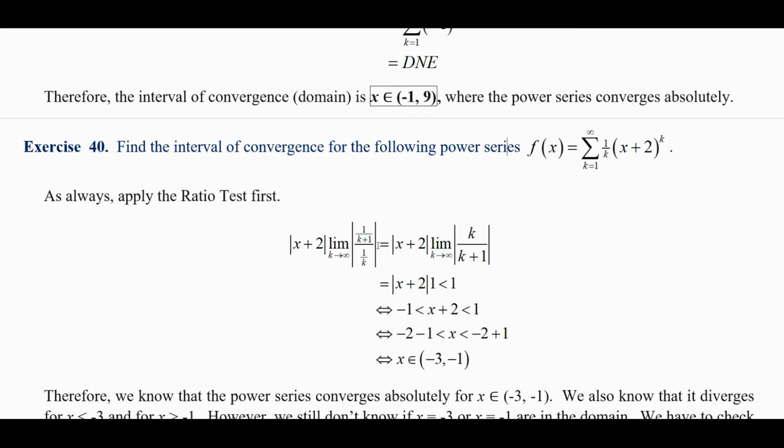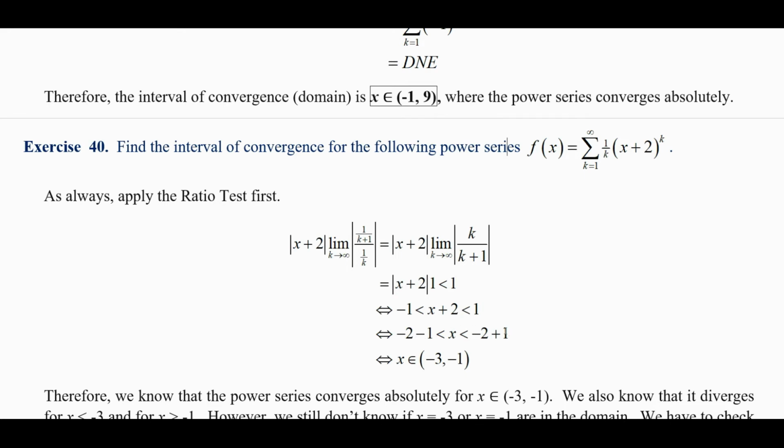So we do the invert and multiply stuff here. This becomes k over k plus 1. That limit is 1. We've done that kind of limit many times. And so our radius of convergence is 1 over 1, which is 1. And so this goes between negative 1 less than x plus 2 less than 1, which means adding negative 2 to all three sides. You get negative 2 minus 1 to negative 2 plus 1.